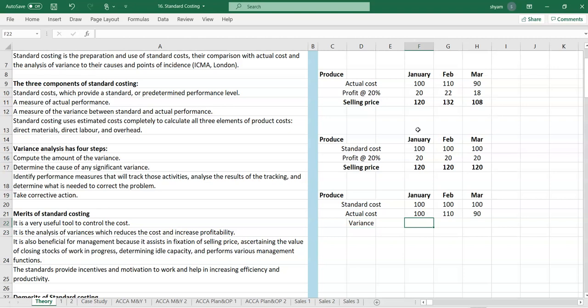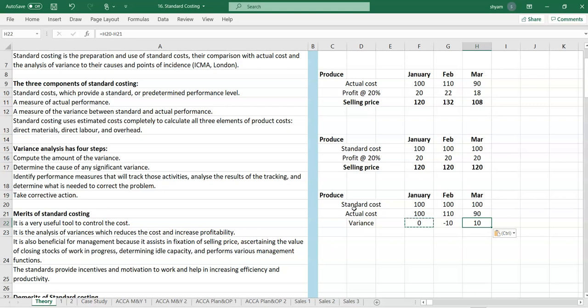See here there is no difference, so standard minus actual is 0, a variance of zero, there's no change. But here there's a negative 10 variance. Negative means it is not a good thing for the company, because there is an increase in the actual cost when compared to the standard. In the next month, it is a good thing for the company because they are producing the product at a lower cost than the standard.